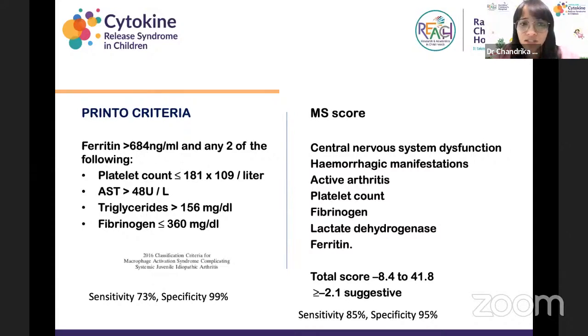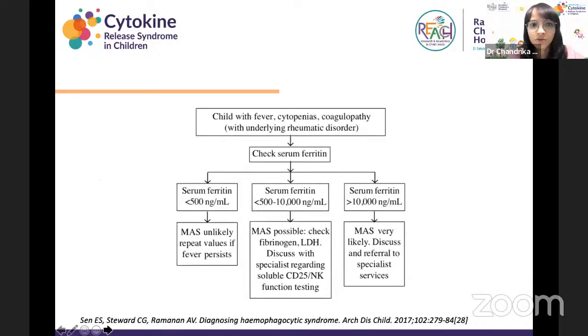But because there was still a lot of difficulty in differentiating patients with macrophage activation syndrome from a flare of systemic onset JIA, the MS score was then devised, which relies on more clinical criteria such as CNS dysfunction, hemorrhagic manifestations, active arthritis in the background of systemic onset JIA, the drop in platelet count, drop in fibrinogen, rising LDH and rising ferritin. On this scoring, they found that the sensitivity had gone up to 85% and specificity of 95%. Apart from this, we also have the H score and the ESR ferritin ratio, which has already been touched upon previously, so I won't go into it.